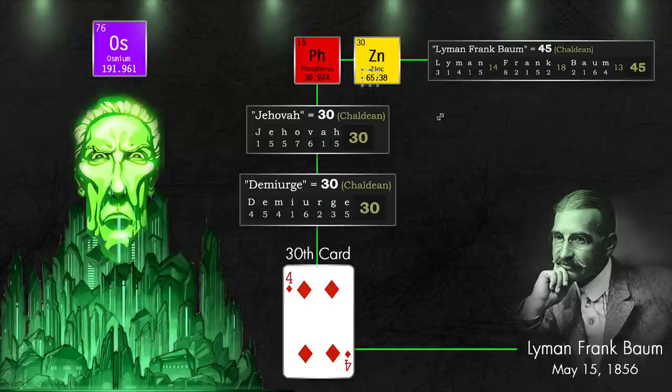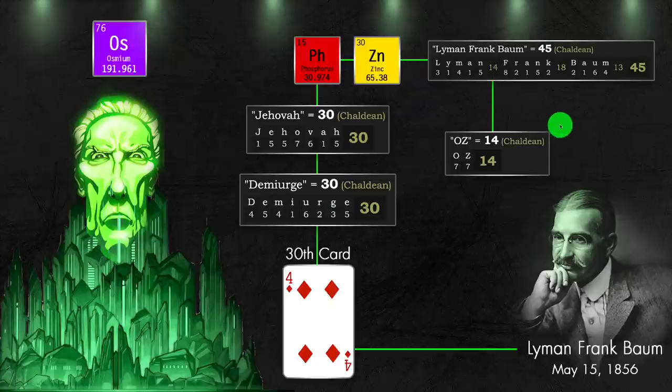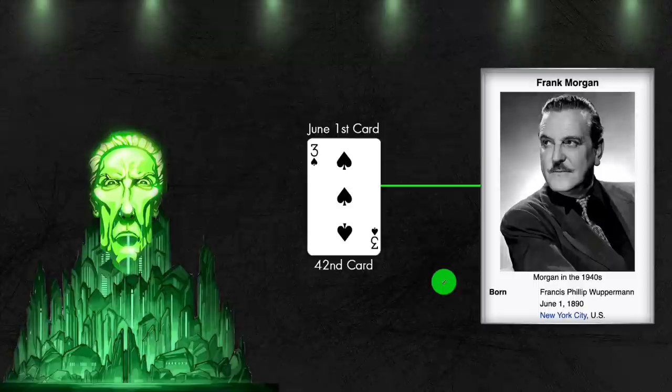I thought this was really interesting. The average retirement age in the United States is 65. Just food for thought. When you add up 15 and 30, you get 45. There's his name in numerology, using these two elements. And his first name is 14, and Oz is 14. So the connections from this dude are insane. This guy was being used to create the story and entertain all of us.